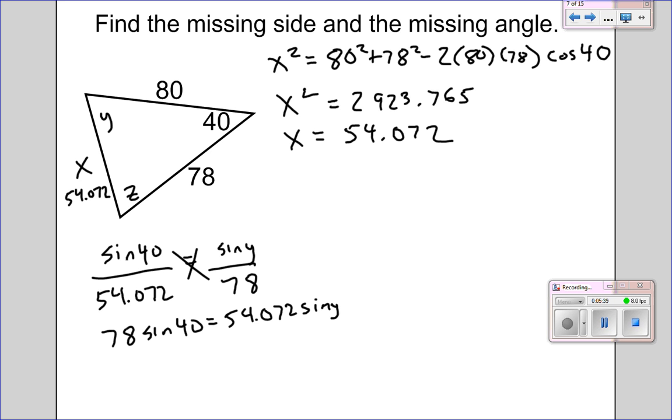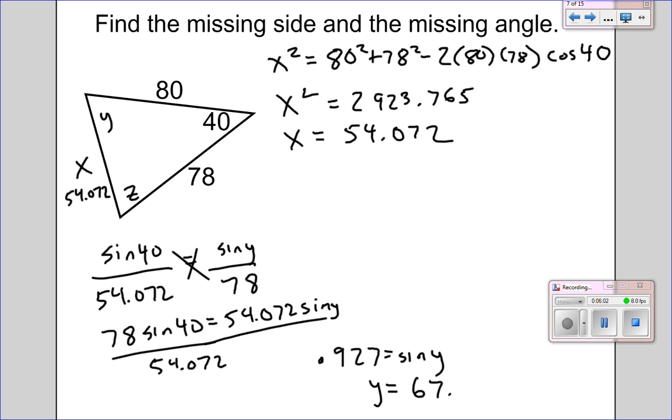Divide both sides by 54.072 to get rid of that. And we're left with 78 sine 40 divided by 54.072. Gives me 0.927 equals sine y. Inverse sine now in your calculator. Tells me that y equals 67.98. If we're rounding up with tenths, it's just going to be 68 degrees.